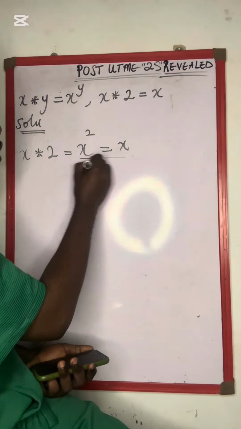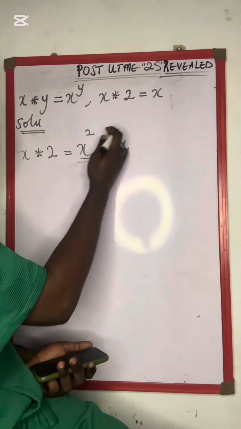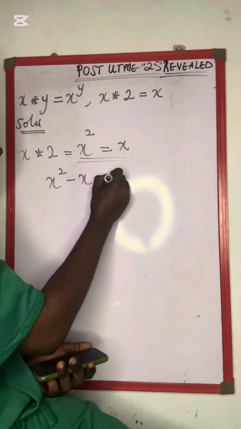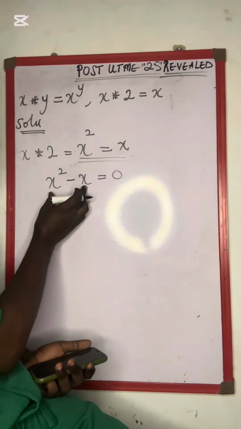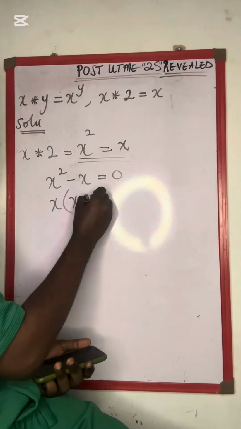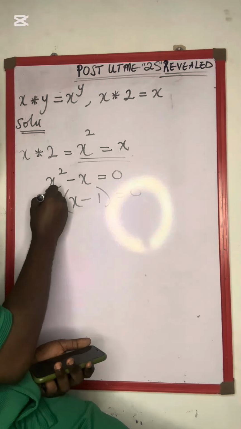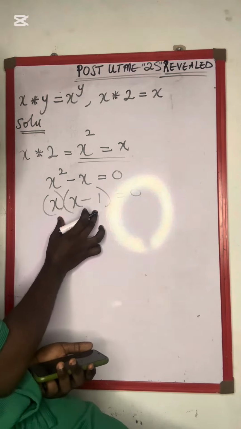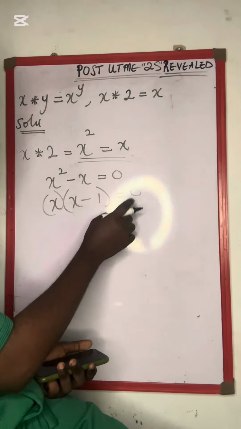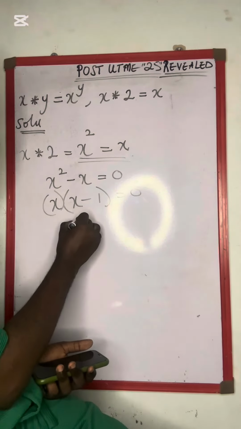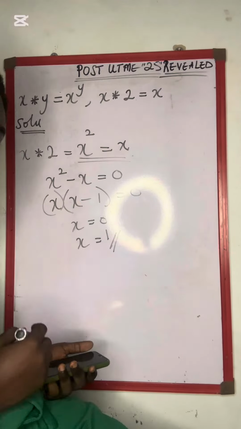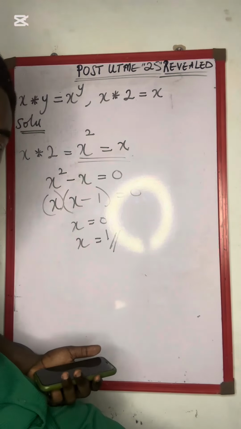How do we solve this expression? We can take x to the left hand side. We then have x squared minus x equals 0. Observe, we can factorize. Bring out x from this expression. You're going to be left with x times (x take away 1) equals 0. Now, when two factors are multiplying and they're equal to 0, that means either of them must be 0. Therefore, x is equal to 0 or x is equal to positive 1, and that becomes the answer.